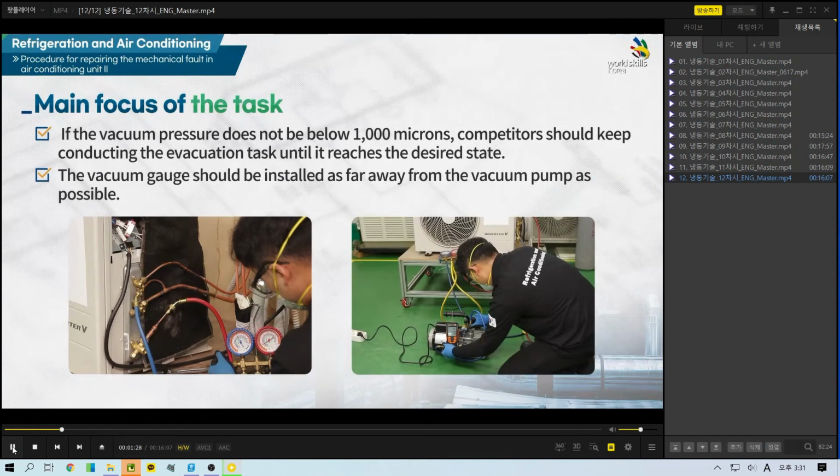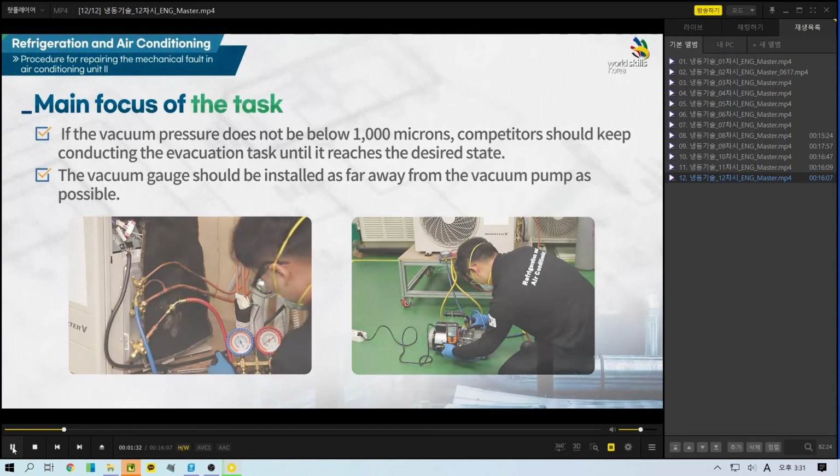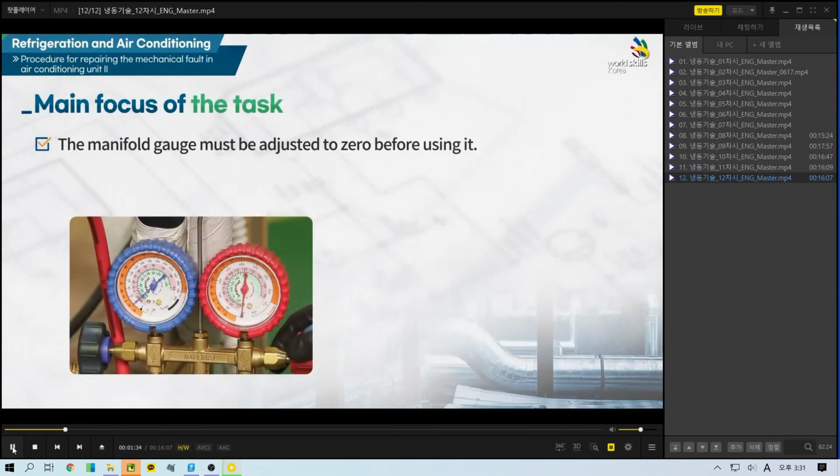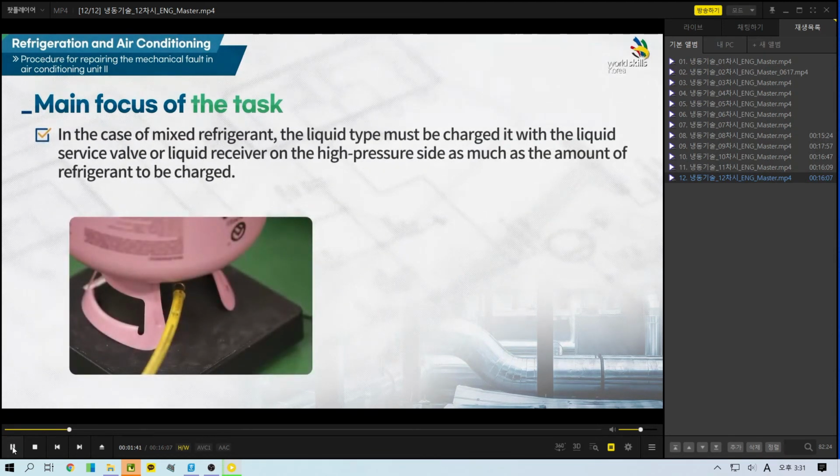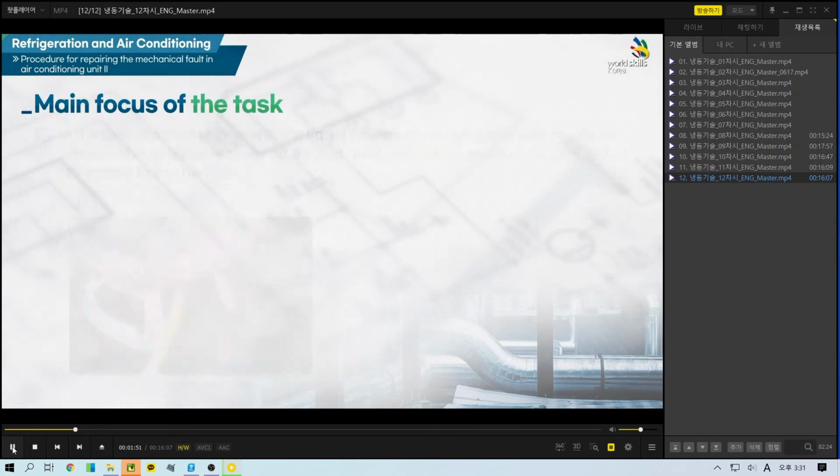Eighth, the vacuum gauge should be installed as far away from the vacuum pump as possible. Ninth, the manifold gauge must be adjusted to 0 before using it. 10th, in the case of mixed refrigerant, the liquid type must be charged with the liquid service valve or liquid receiver on the high pressure side, as much as the amount of refrigerant to be charged.